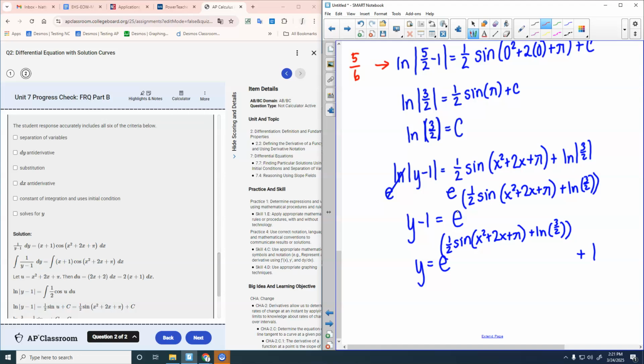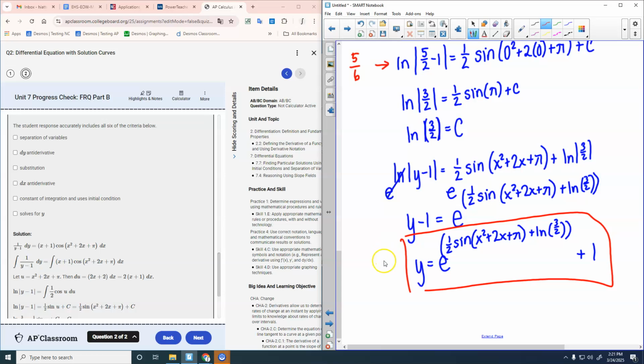So if you're running out of time or if you're falling apart and it's not going well, make sure you got your plus C, plug in your initial condition, quit and move on to the next thing. Because it's just a point for that solving for y part. This is the way I would leave it if I were doing this problem. I would stop here.